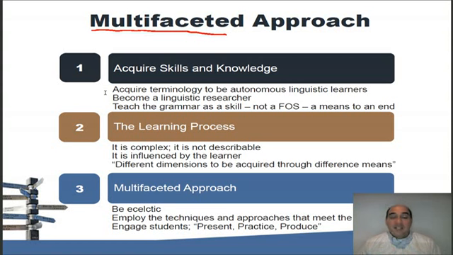Also, we want to recognize that this approach requires that we understand the learning process for language study. It's not simple, and it's also not completely describable. There are elements that we can describe, but there are elements that we can't describe. So there are some things where we're going to be able to paint a picture of that particular element. Other parts we're not going to be able to do.